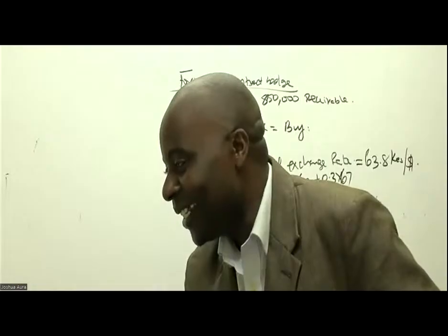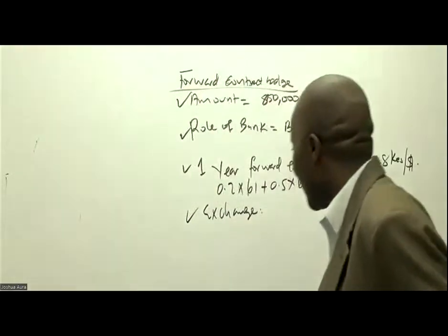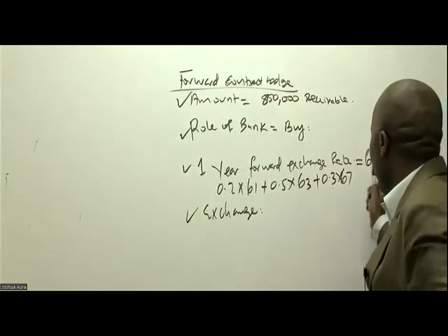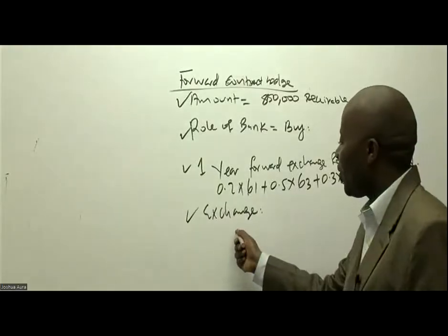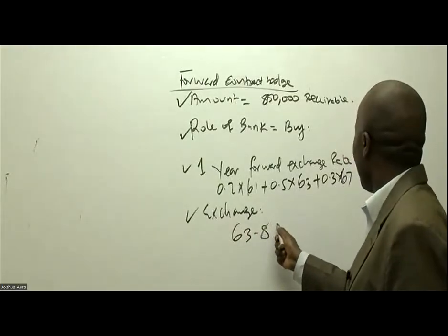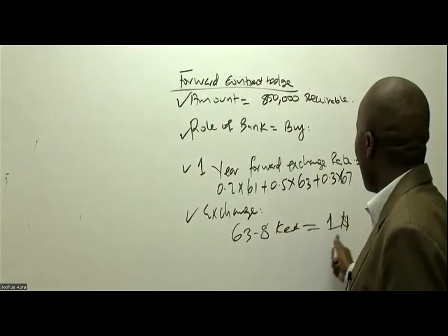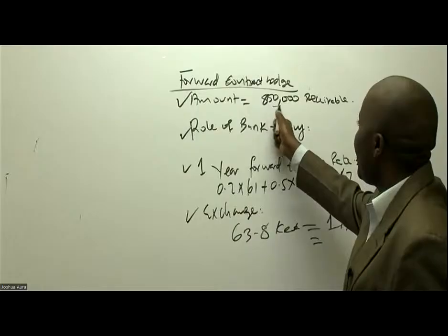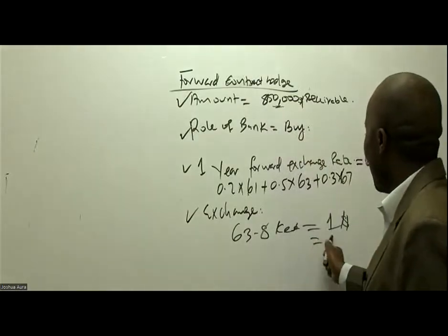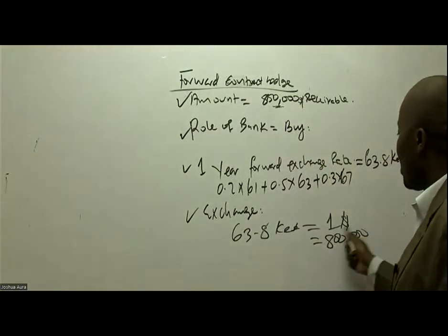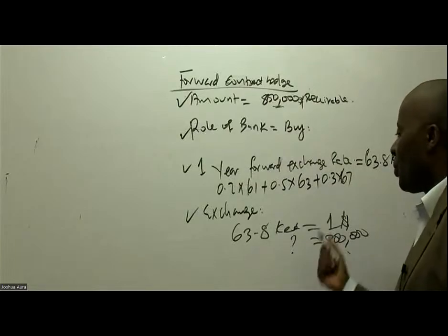Thanks. I'm also seeing in this case that Jamie has got the answer. It's very easy, so long as you take it the traditional way. Say 63.8 Kenya shillings equals $1. How about $800,000? It will be easy on a cross multiply.